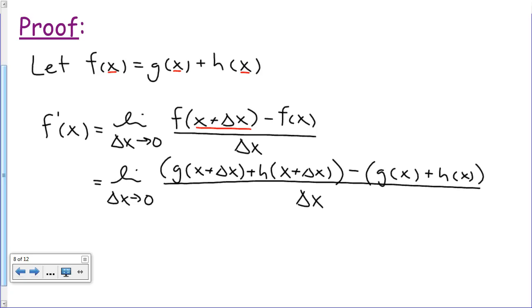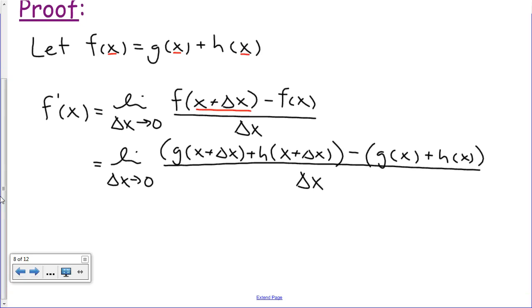And now the next step, I'm just going to reassociate some things that I have in the numerator there. I can see that I have a function g of x, actually g of x plus delta x, and I have g of x over here. I'm going to put those two together, and I also see that I have function h here, and I have function h there. I'm just going to group those together.